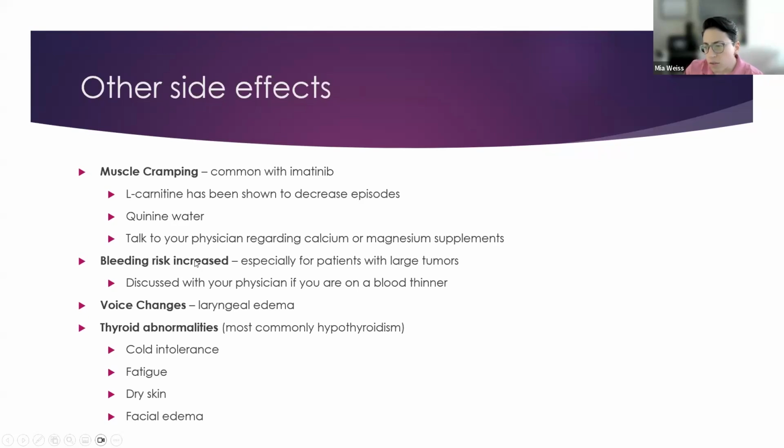And there is, to note, some risk of bleeding on these drugs, especially if a patient is starting the drug and they have a large tumor, as that tumor is hopefully being destroyed by the drug and is responding to the drug, you could have bleeding from that. So certainly, if you're on a blood thinner for other reasons, it's an important thing to be aware of and discuss with your doctor.